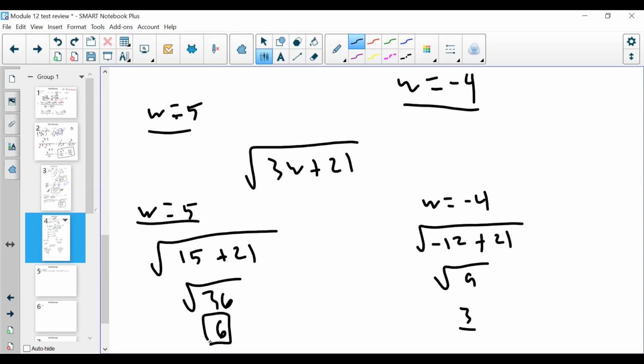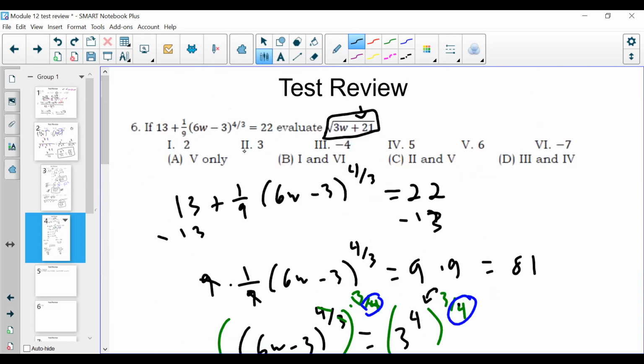So even though my W's are different, the question isn't asking for W specifically, it's asking what you get when you plug your W values into this equation. So in this case, it's 6 and 3, or 3 and 6, however you want to say it. Any questions about this problem?